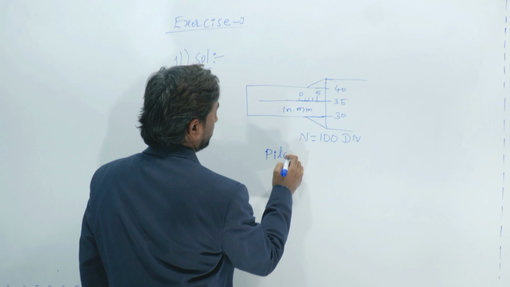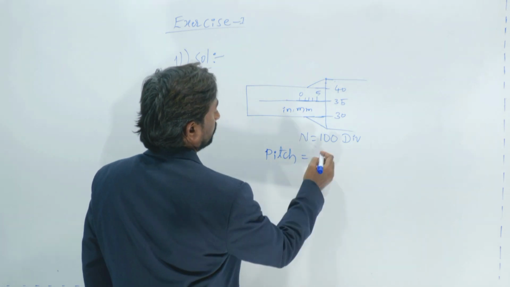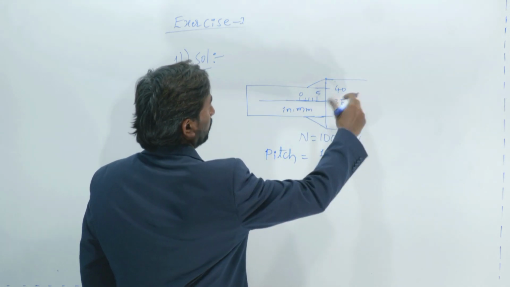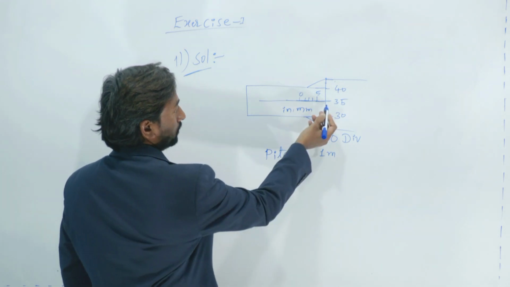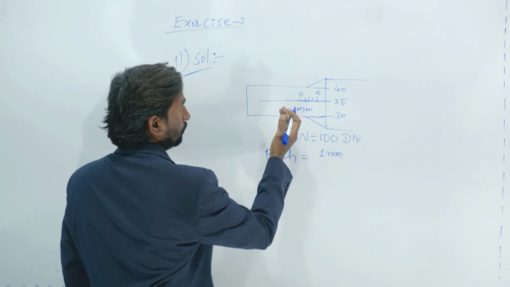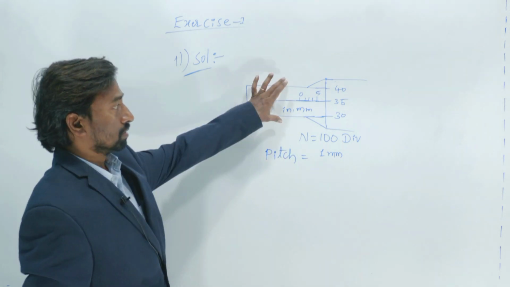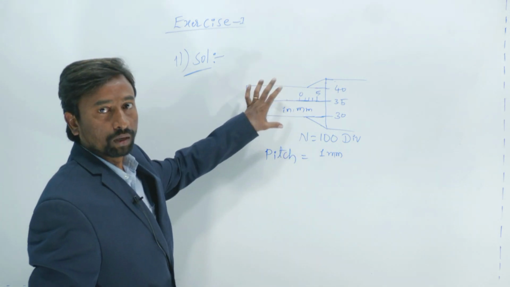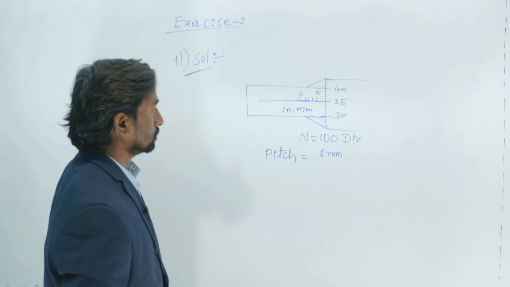So from the above diagram, pitch is equal to 1 mm. For one complete rotation of this, the circular scale will move 1 millimeter; it advances on the pitch scale. It is 1 mm. So we'll get 1 mm pitch.